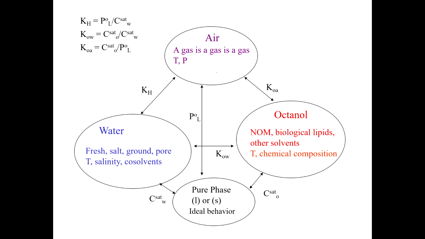Between the pure phase and the air. There we go. We talked about the partitioning between the pure phase and the air, and we talked about the partitioning between the pure phase and the water, right? So we've already talked about all that, and now we're just going to complete the triangle here and talk about the partitioning between air and water. So we've already covered a lot of the theoretical stuff about salinity and co-solvents and vapor pressure and all that stuff. So this is going to be a relatively short lecture.